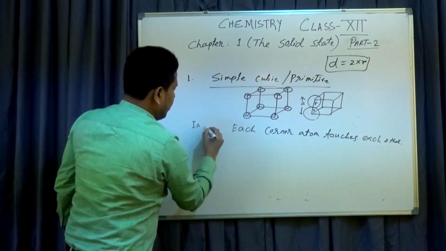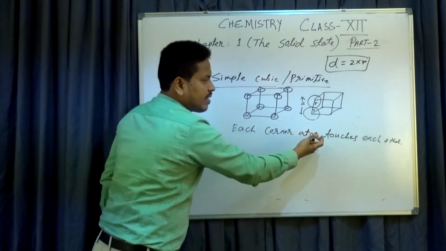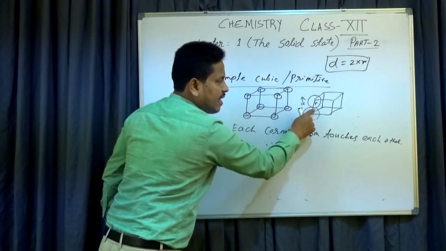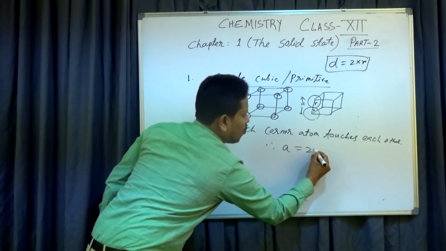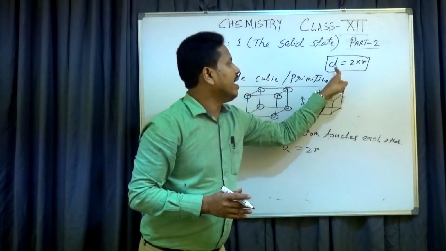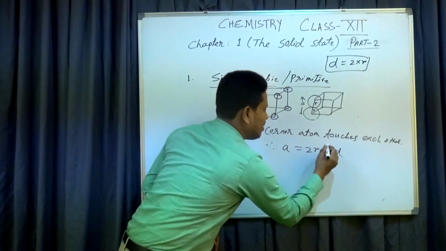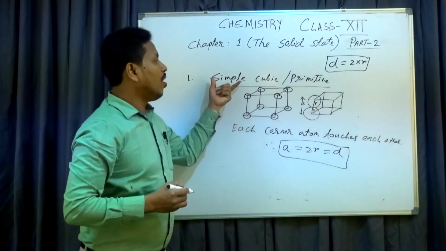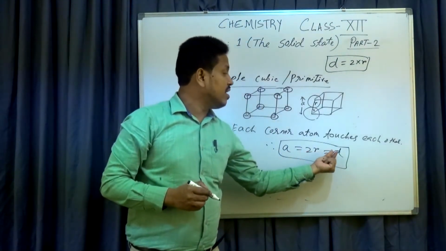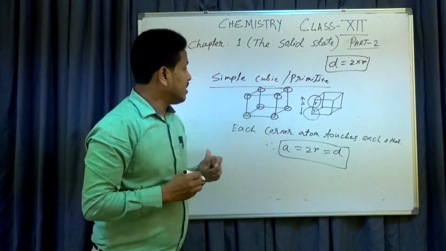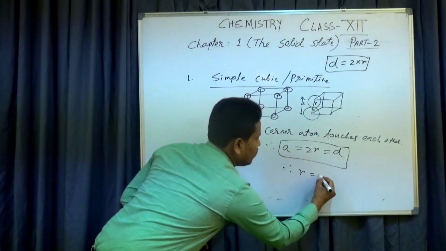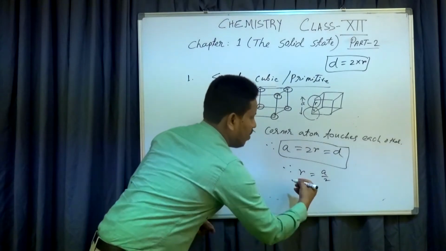In simple cubic lattice, each corner atom touches each other. Therefore, edge length A is equal to what? Two atoms are touching each other, that is radius plus radius, so A equals 2R. And already we know in every crystal system, 2R, twice the radius, is the nearest neighbor distance, that is D. So this is a very important relation for simple or primitive unit cell: the edge length of the cube is equal to twice the radius of the atom, which is equal to the nearest neighbor distance. This is an important relation for simple cubic. Mind it carefully, this is very, very important. Therefore R equals A by 2, equals D by 2.